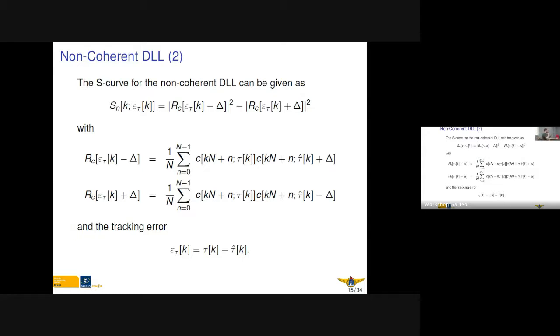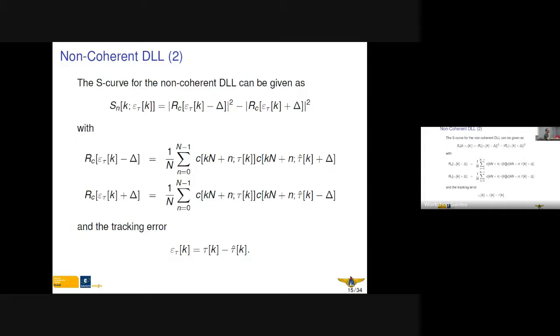And here we assume again the S-curve. This is the S-curve clearly without noise, yeah. And we assume again that the model that we use in the receiver is perfectly matching the signal. That's why we have here C correlated with C, and that's why we can use the autocorrelation function of C to formulate the S-curve.